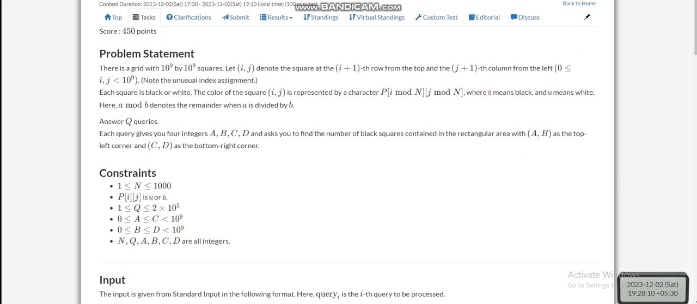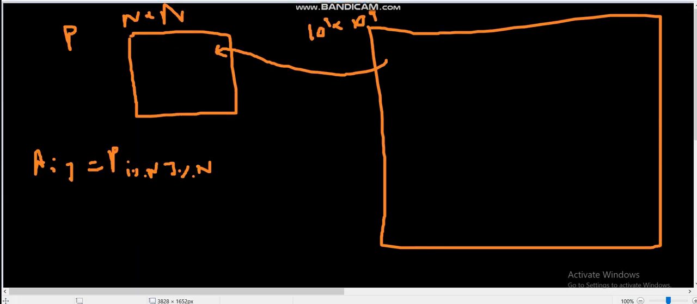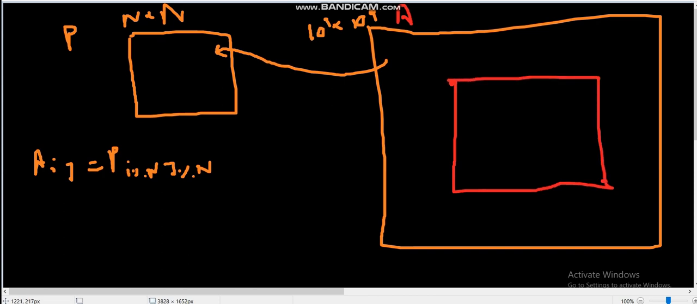Now we are also given Q queries, and in each query we are given four integers a, b, c, d. These integers are nothing but indices, like points in the A matrix. We are given the top left cell and the bottom right cell of some rectangle in A, and we have to find the total number of black cells contained in the rectangle. Okay, that is the problem.